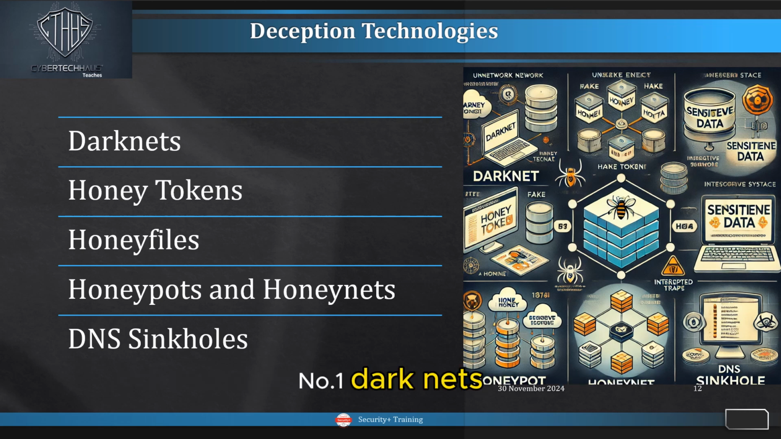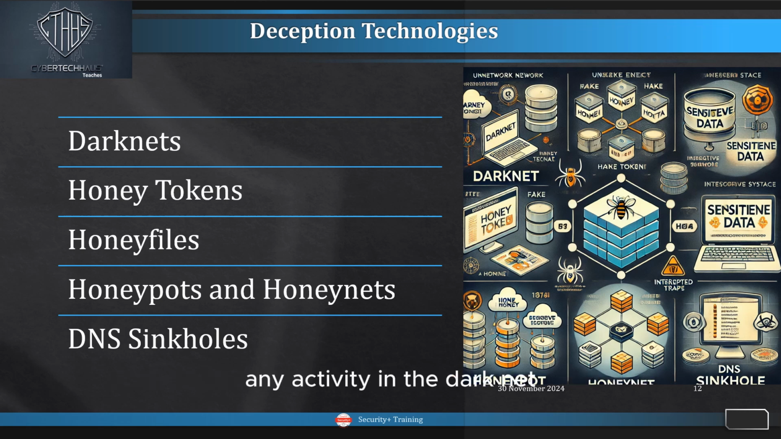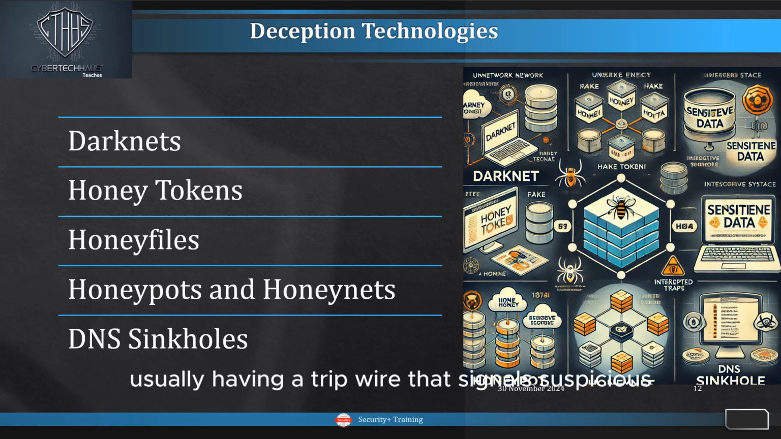Number 1, darknets. Darknets are unused parts of a network that are intentionally left empty. Since legitimate users don't access these addresses, any activity in the darknet likely comes from an attacker probing the network. It's like having a tripwire that signals suspicious activity for closer investigation.